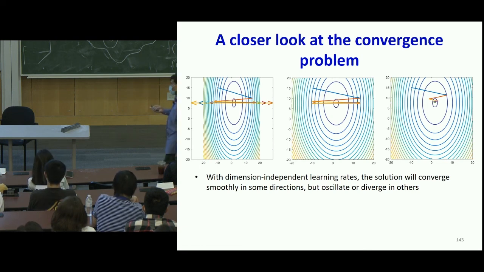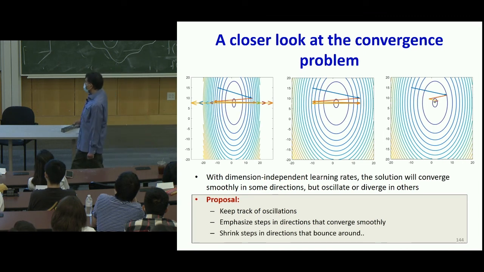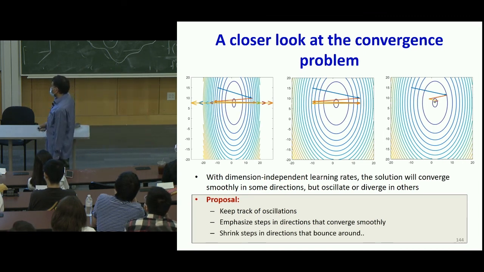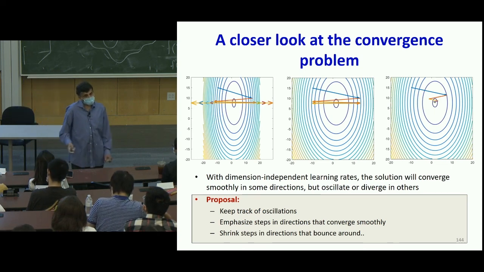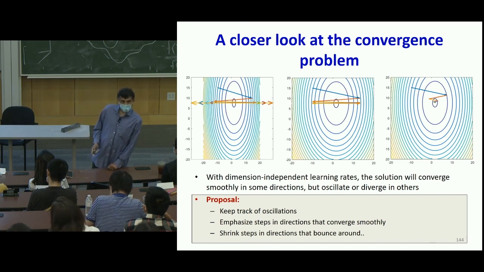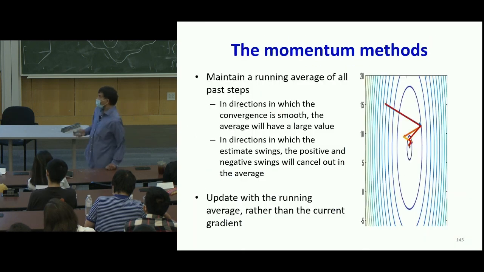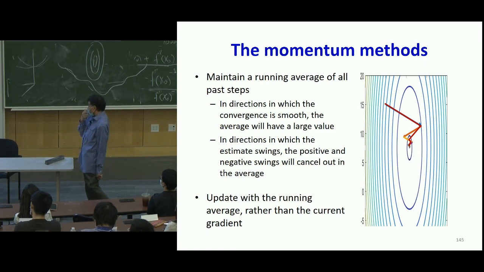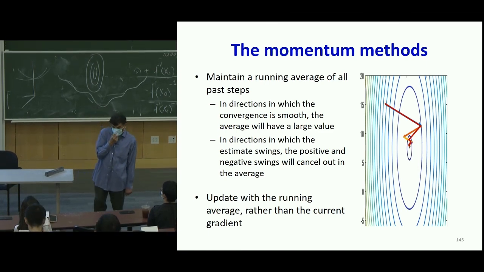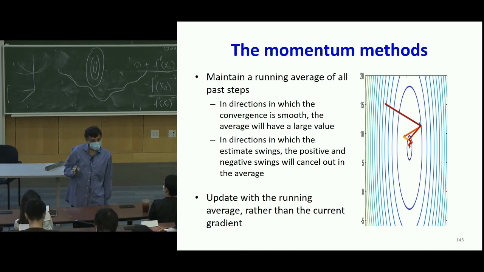So here's what the momentum-based method wants to do: we want to keep track of these oscillations. You want to emphasize the steps in directions that converge smoothly. You want to shrink them in directions that oscillate or diverge, right? And so this gives us the so-called momentum methods. I will just introduce the general idea. We won't go over it in this class. We will go over momentum methods in more detail when we're talking about stochastic gradient descent, okay?